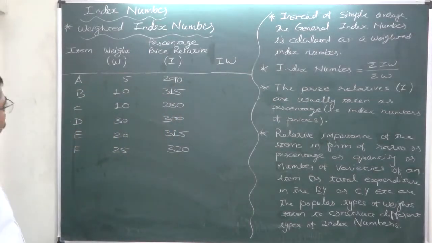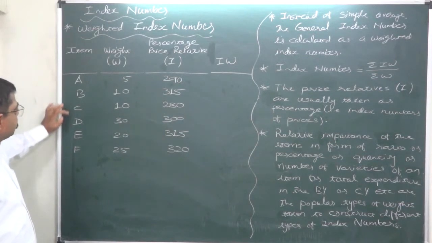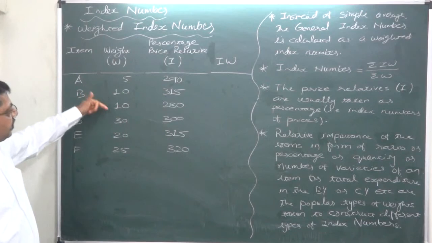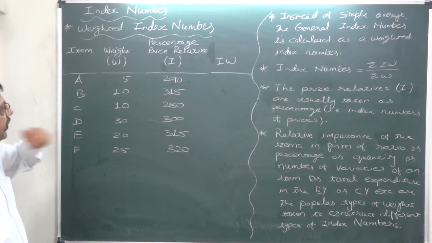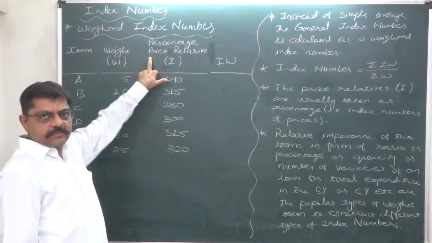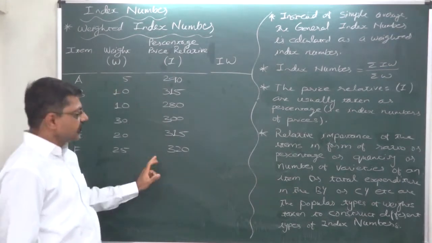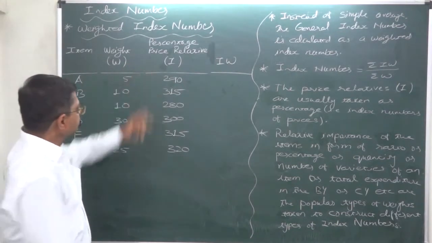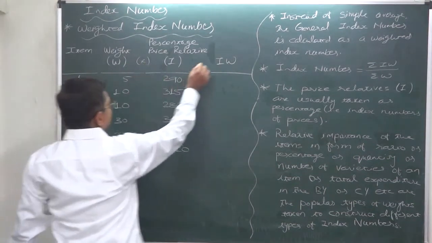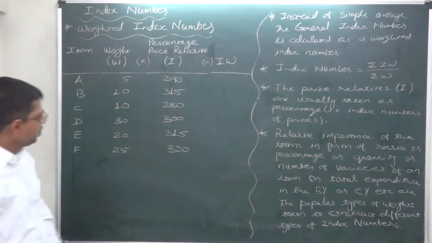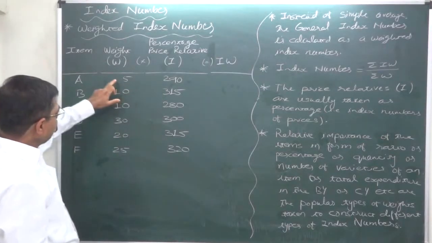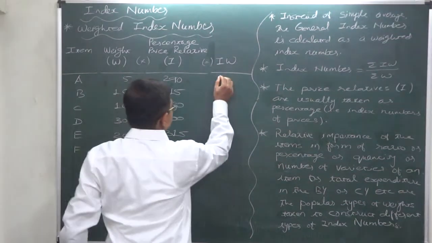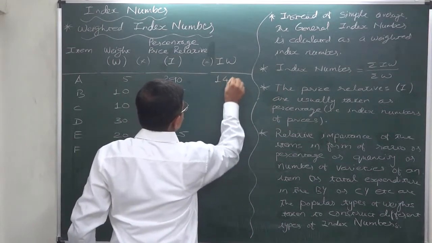Here in this example there are 6 items A, B, C, D, E, F. Relative weights are respectively 5, 10, 10, 30, 20 and 25, and percentage price relatives, that means item wise price index numbers, are readily available. We just need to multiply these two. If we multiply I and W, the result will be IW. 290 into 5, that is something like 290 into 10 by 2. So it comes to 2900 by 2, 1450.